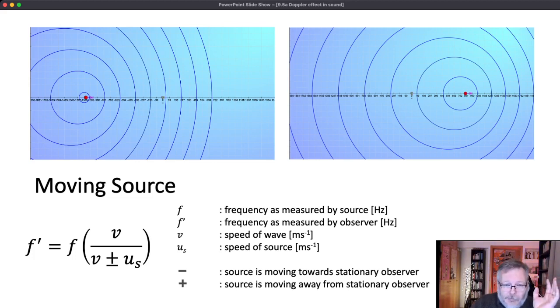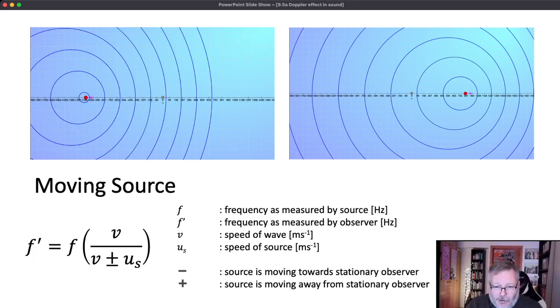F prime, which is the frequency as measured by the observer, equals F, the frequency as measured by the source, multiplied by a ratio of the velocity, the speed of the wave, over the speed of the wave plus or minus the speed of the source. Now, whether you use a plus or a minus depends on whether the source is moving towards the stationary observer, minus, or whether it's moving away from the stationary observer.